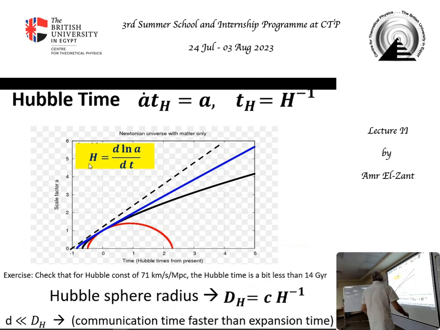Now, how do you measure it? We'll get to it later, next lecture. I'm just saying this. So the Hubble sphere is the sphere that light travels in a Hubble time. The sphere that the light travels in a Hubble time is called the Hubble sphere.